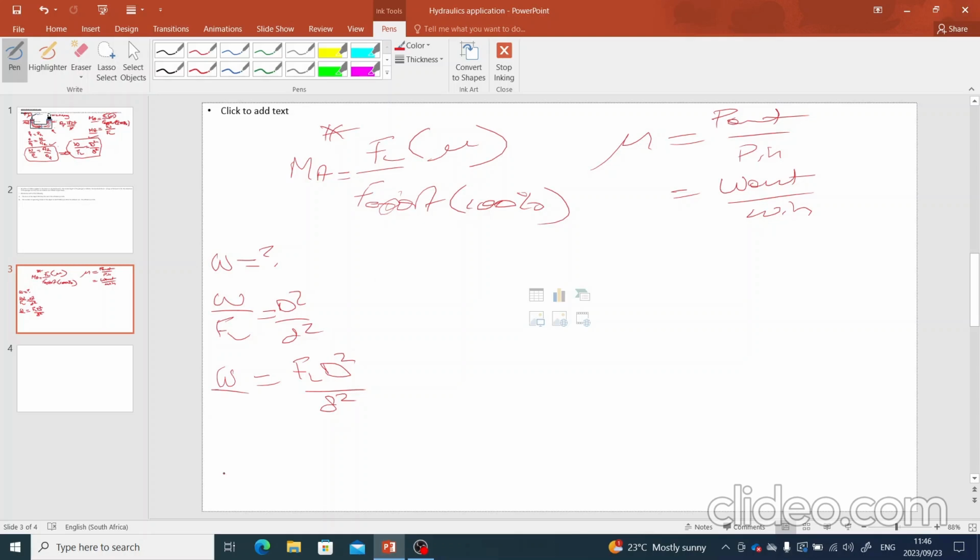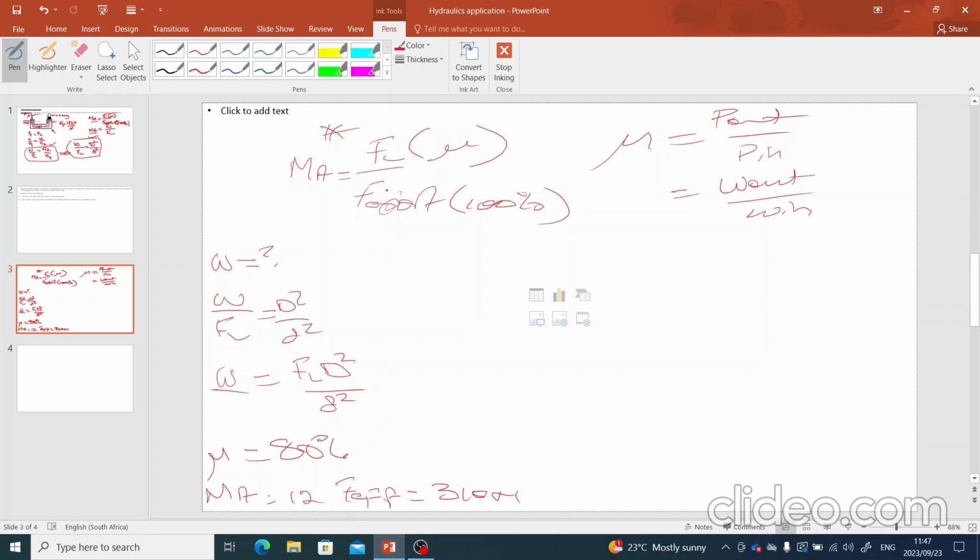Let's say you are given the efficiency, it is 80%, okay? Then you are given the mechanical advantage, it is 12. Then you are given the F effort, it is 310 Newton, okay? Now let's work out this concept a bit.